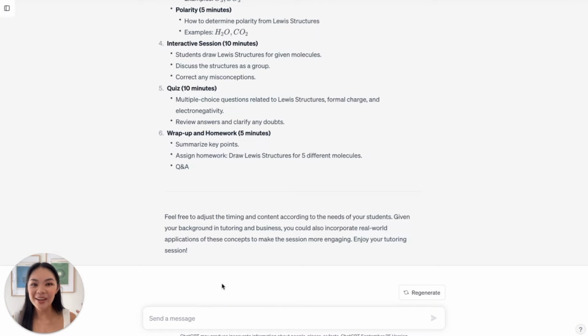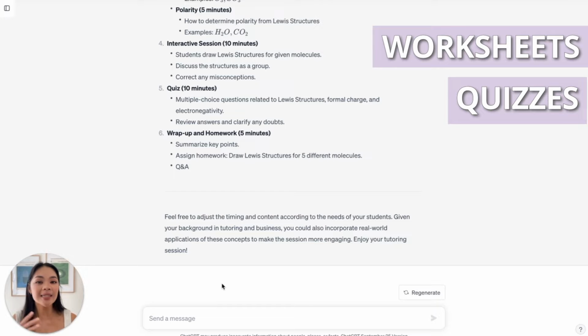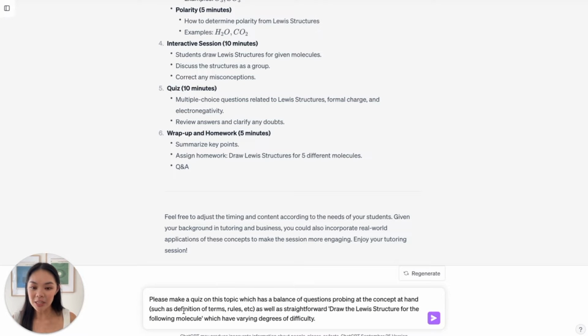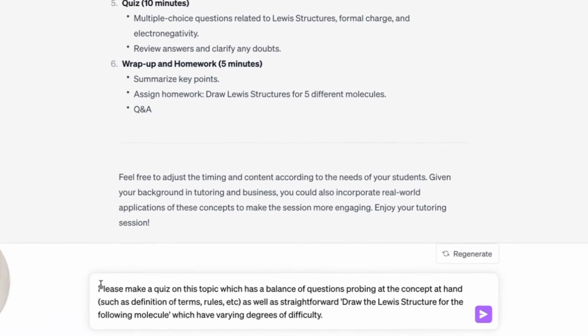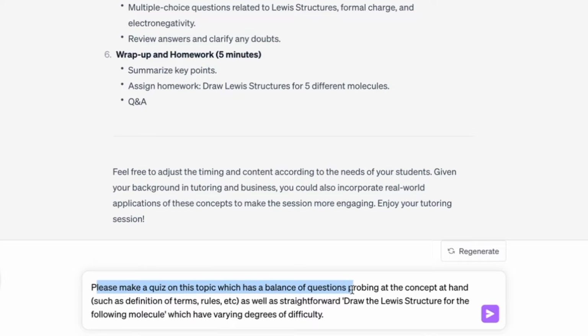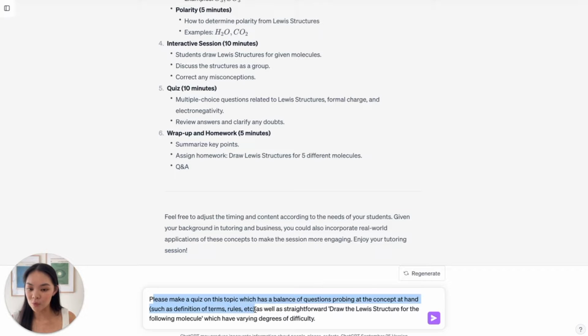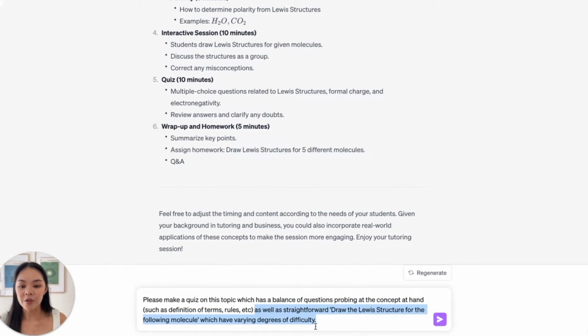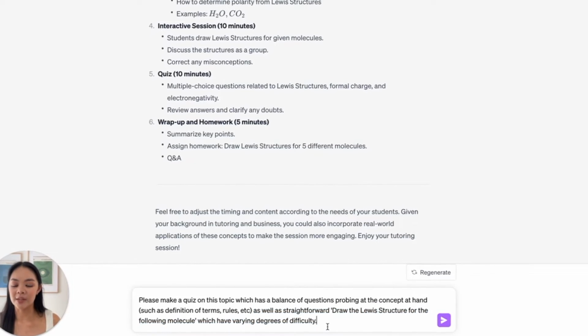But lesson plans are only the beginning. You can also do worksheets, quizzes, diagrams, you name it. You can be as creative as you want. So let's actually further develop this quiz section, and I'm going to create a quiz. I've written down, please make a quiz on this topic, which has a balance of questions probing at the concept at hand, such as definition of terms, rules, etc., as well as straightforward, draw the Lewis structure for the following molecule, which have varying degrees of difficulty.